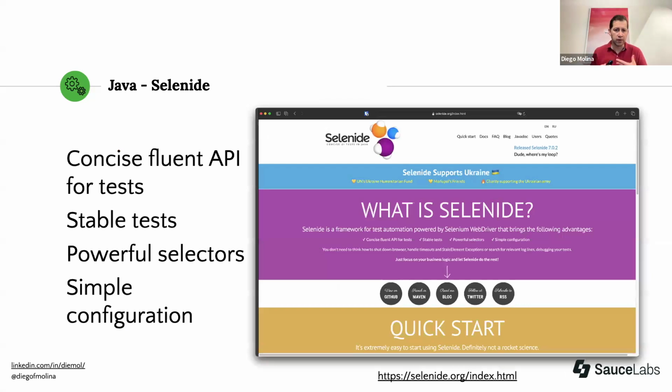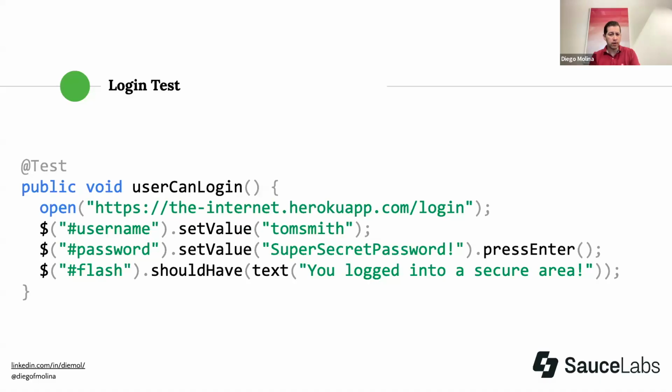I'm going to start with Java because it's my preferred language. And the example I'm going to give in an extended way is Selenide. I think this is the best framework for browser and mobile automation in Java out there. So let me give you some examples of why.